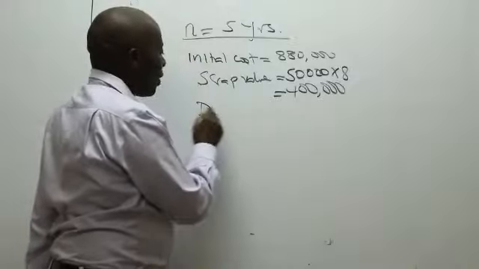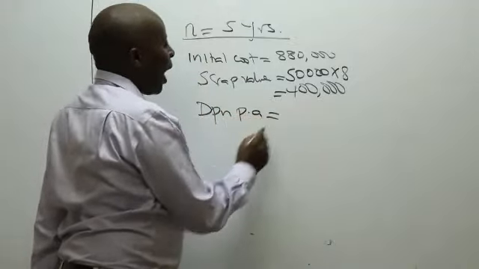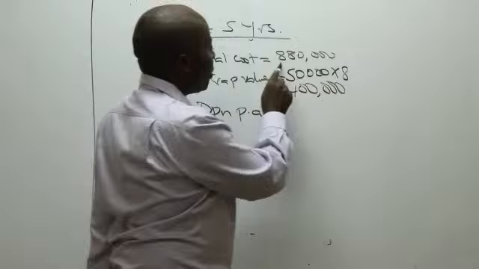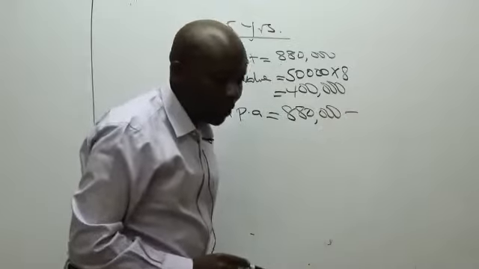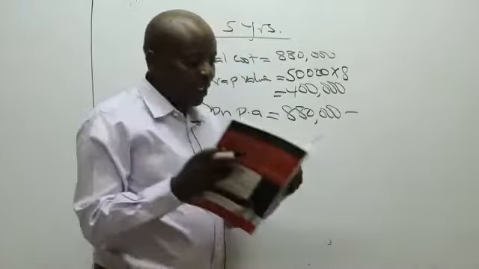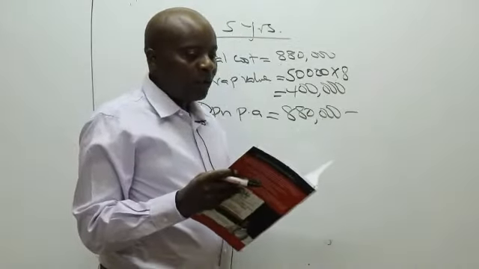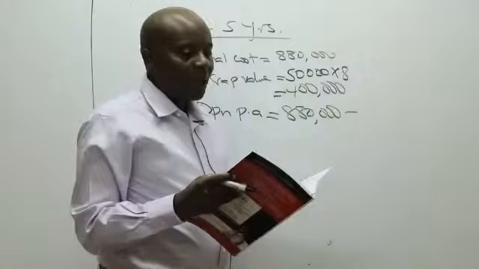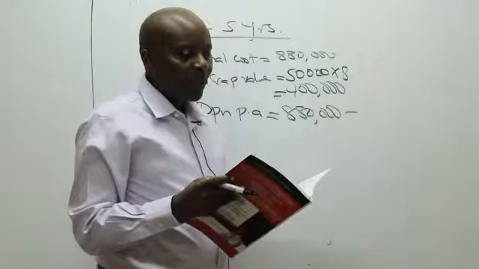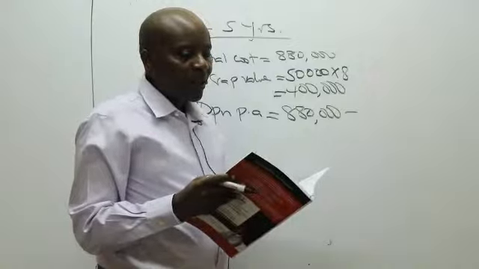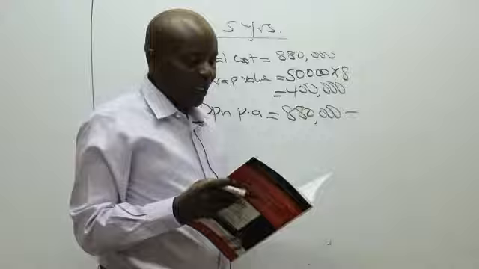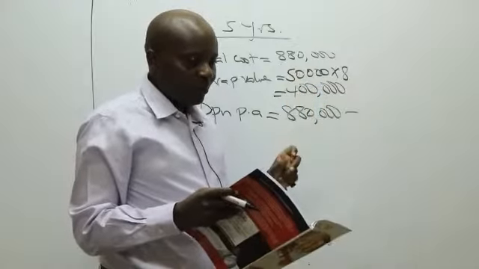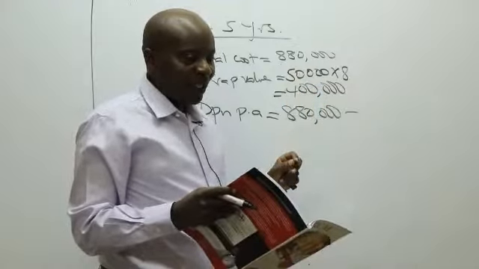And therefore, depreciation per annum will be the initial cost, which is 880,000 minus the scrap value. We have got 5, 10, and 15 years. There is 5 years, 10 years, and 15 years. I'm going to do each one of them. Are we together there?